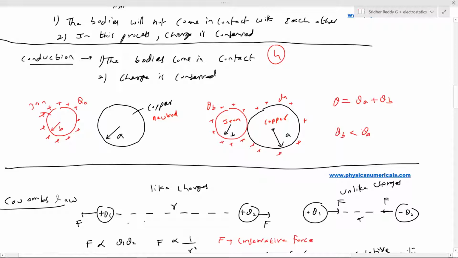So we are going to discuss numericals on induction and conduction. What will our syllabus be? We'll be focusing on numericals on conduction and electrostatic induction. These are the two chapters. All our numericals will be related to these two processes, conduction and induction. Okay, this is about how to produce charges.